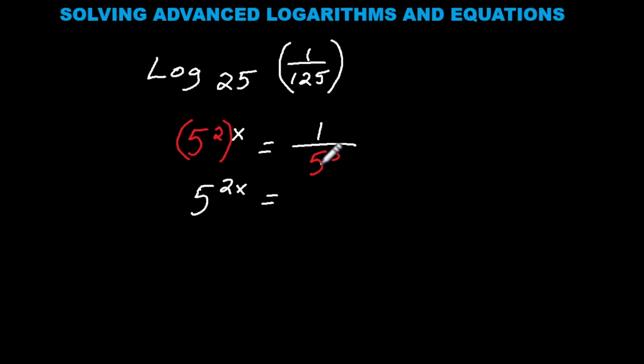equals 5 to the minus 3 power. Once the bases are the same, I can set the exponents equal to each other and solve. So when I divide both sides by 2, the answer for this one is x equals minus 3 over 2.